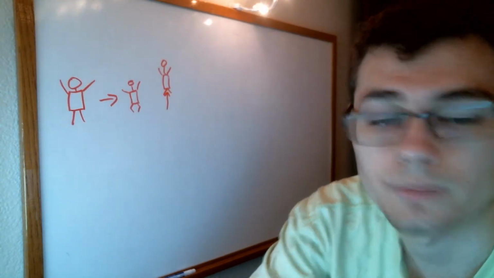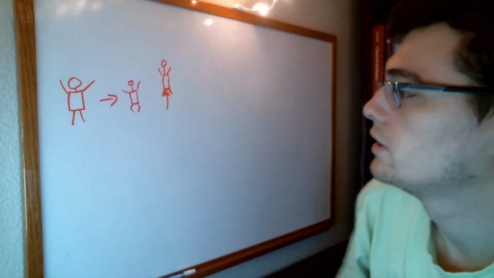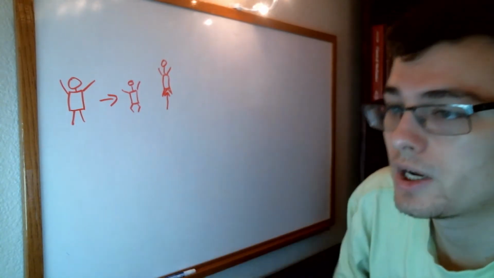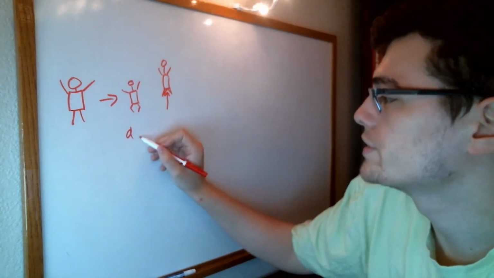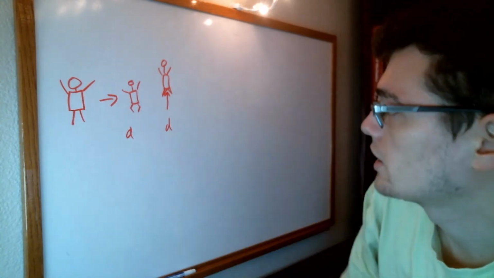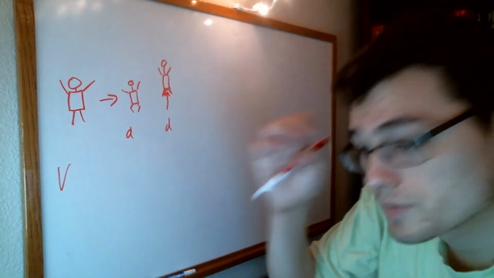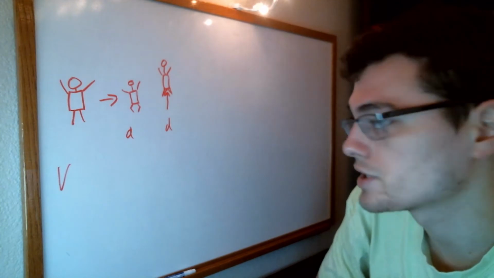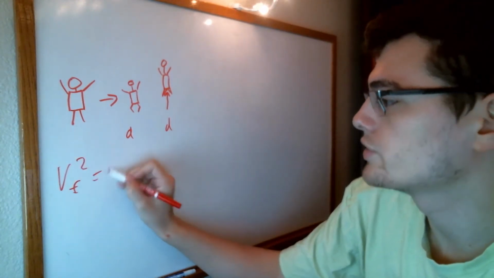Okay, so next up we've got a basketball player here. And what they do is first they lower their body to a certain distance here, and then they jump up and increase their distance in the vertical direction. For this, we can easily solve for the initial velocity that he pushes off with via one of our kinematic equations.